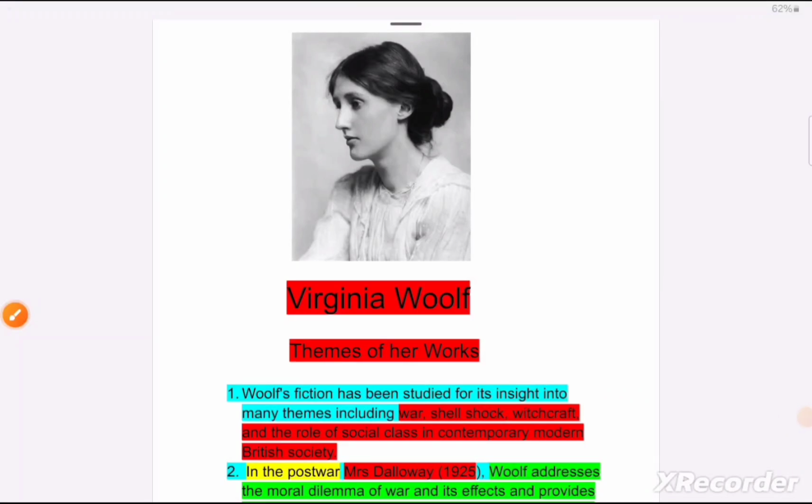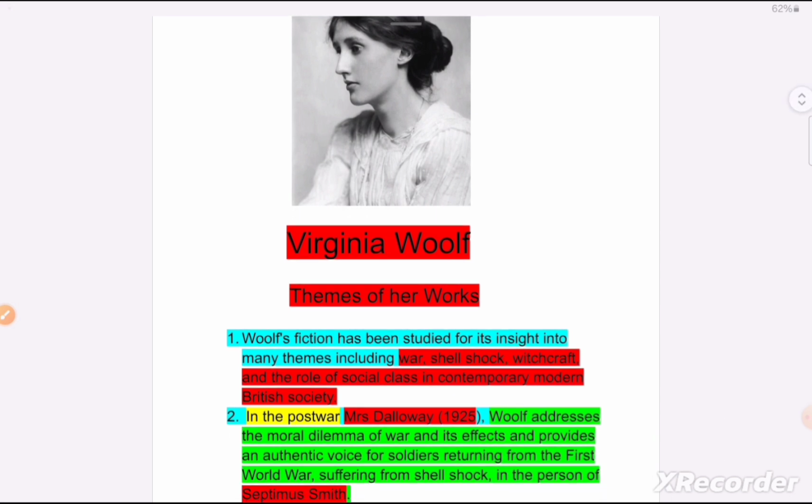Good morning, everyone. Today we are going to study Virginia Woolf's works and themes of her works. Virginia Woolf's fiction has been studied for its insight into many themes. Basically, this lecture is about the themes of her works. The themes are war, shell shock, witchcraft, and the role of social class in contemporary modern British society.